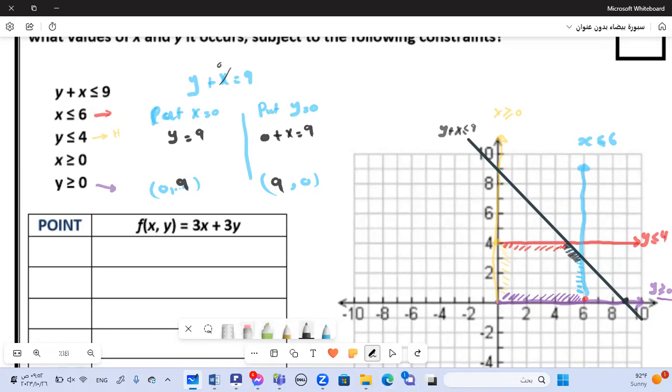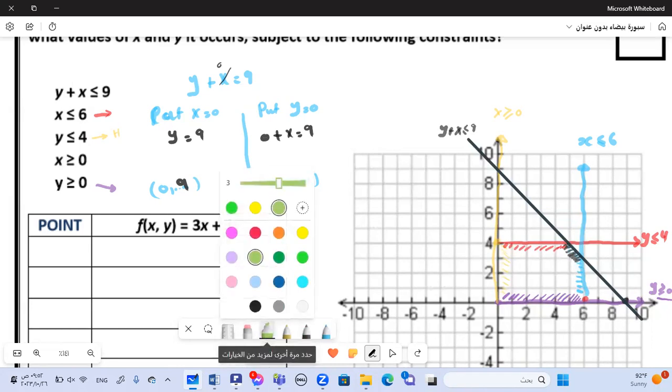What is the solution here? Maybe 5 points, maybe 4, I don't know. Okay, so this is the shaded area.